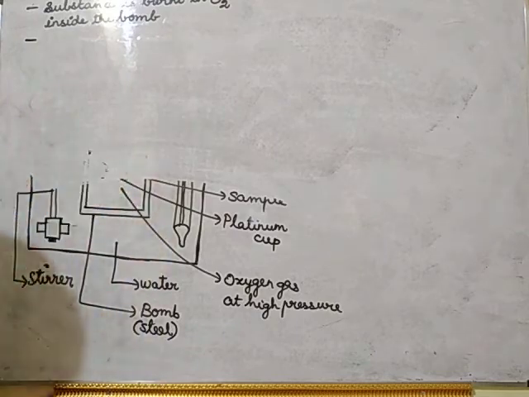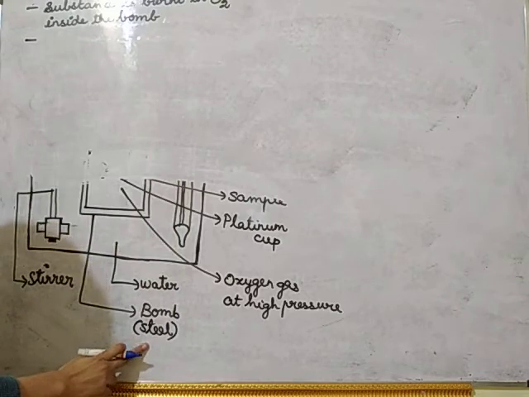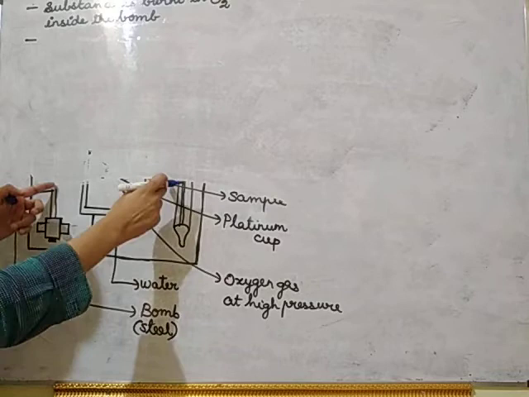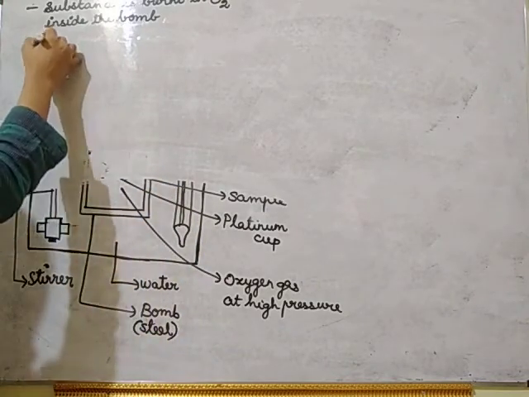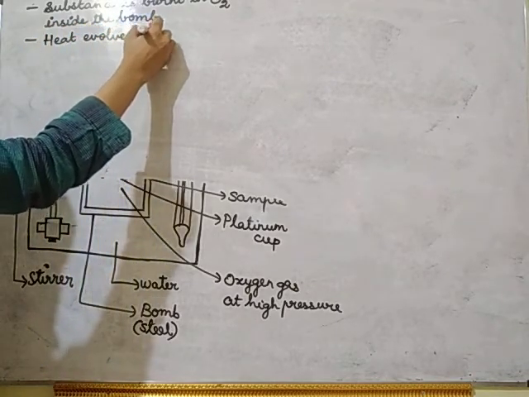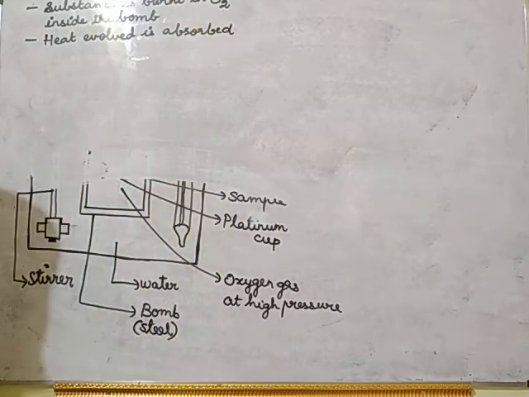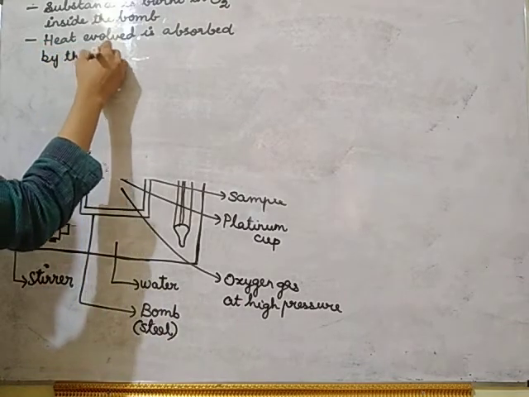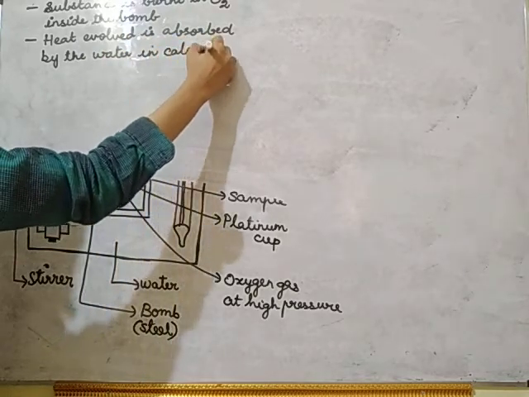So when the substance is getting heated, what will happen? This whole steel will get heated. Yes or no? This heat will be absorbed by the water which is surrounding the bomb. Okay. So the heat evolved is absorbed by the water in the calorimeter.